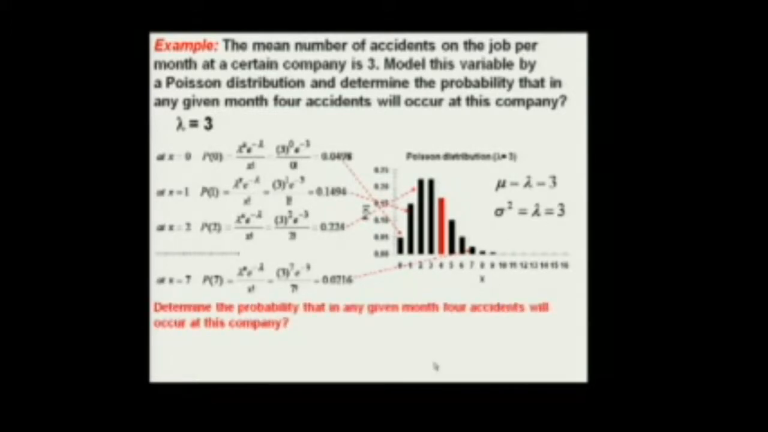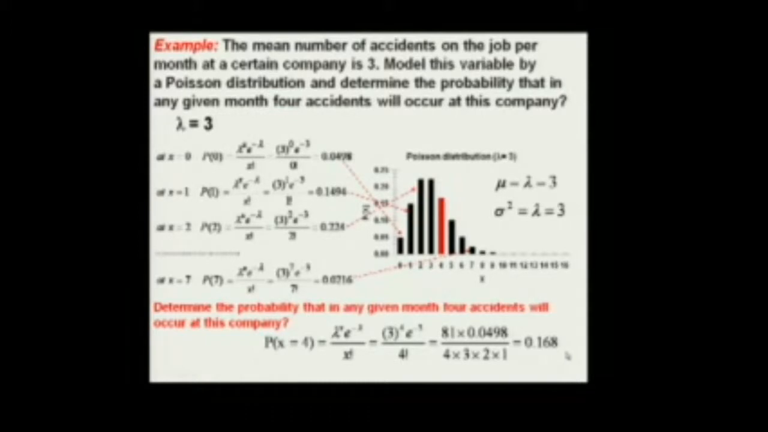Suppose we want to determine the probability that in any given month 4 accidents will occur at the company. Now, keep in mind that the average number of accidents per month is 3. So if you want to determine the probability or the chance that at a random month or any given month 4 accidents will occur, we will have to use the Poisson function. That's p at x equal 4. Meaning we're going to have to put lambda equals 3, x equal 4, e to the power minus lambda or minus 3, divided by factorial 4, and that gives us 0.168.